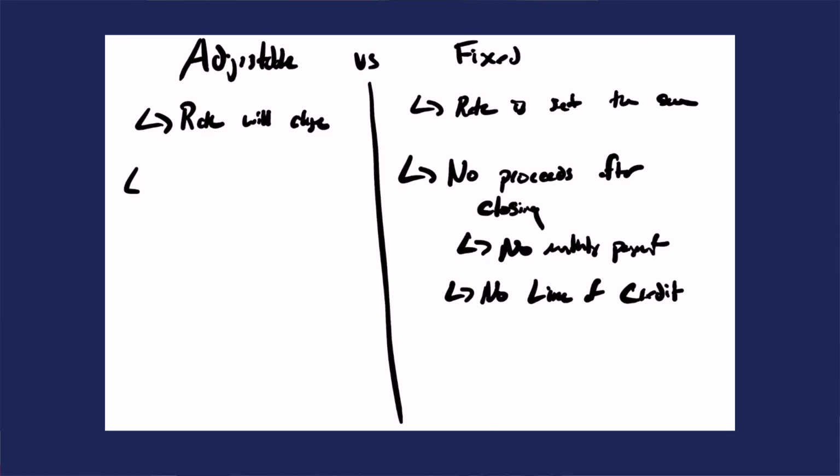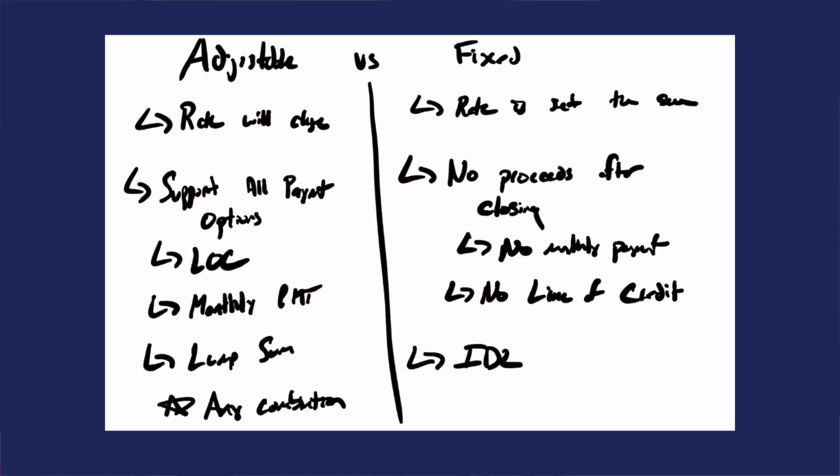With the adjustable rate, all these other payment options become available. So these support all payment options. That means you could get a line of credit, you could get a monthly payment, lump sum, or any combination of them. You could say, I'd like a monthly payment for the rest of my life, I'd like to put some money in a line of credit to draw for emergencies, and I'd like to get some money as cash out today. You have the ability to access all of that.